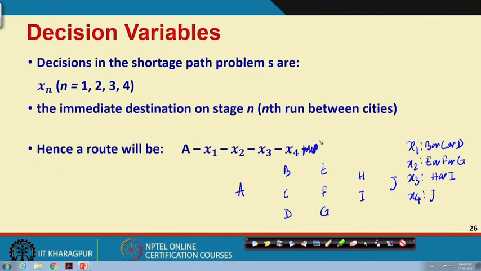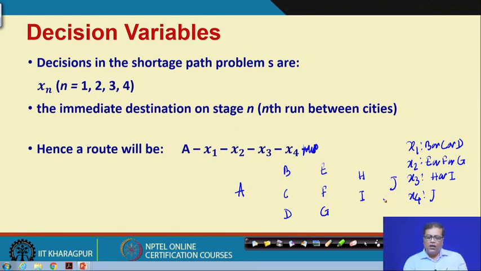Is it all right? So that is all that we have from A to B or C or D, that is the destination city, then E or F or G, then H or I, and then J. So after the completion of all the 4 stages, I find the x 1, x 2, x 3 and x 4, and then I find the final route which will give us the shortest cost.